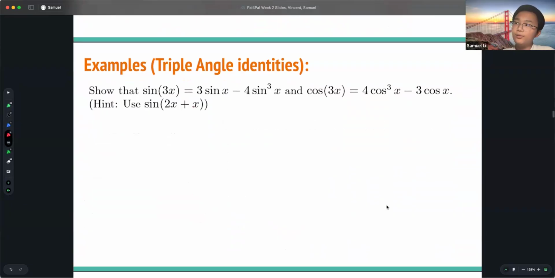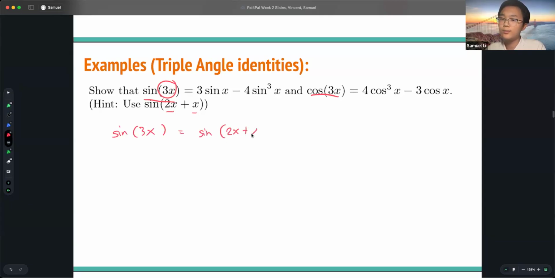Oh, and here is another example. These are the triple angle identities, and we're going to derive a formula for sine of 3x and cosine of 3x. The idea behind this is just to write 3x as 2x plus x. Because this is a show problem, I'll just go ahead and do it. Sine of 3x is equal to sine of 2x plus x. And let's see, this is equal to, I'll write it on the bottom.